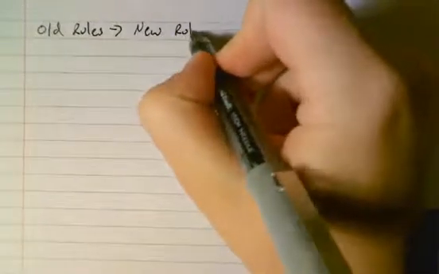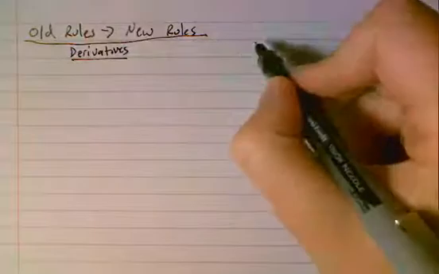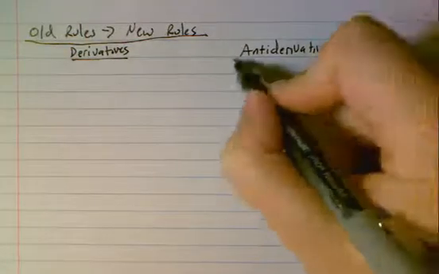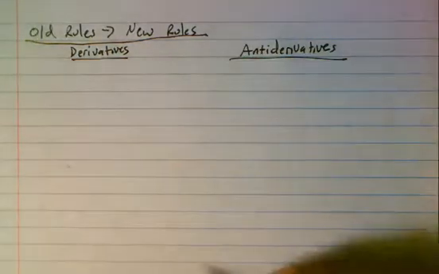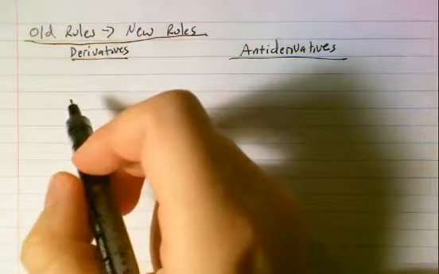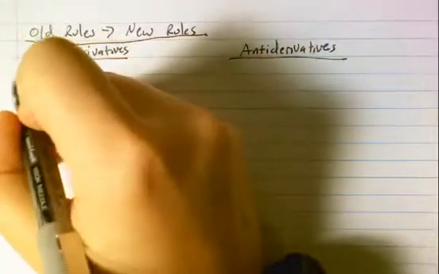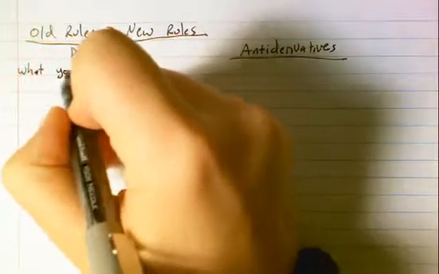Okay, let's start in on the rules. So these all parallel the rules that we had for derivatives. So old rules are turning into new rules. And I'm going to put our derivative rules on one side. I'm going to put our antiderivative rules on the other side. So there are a couple that we should be familiar with. Okay, I'm going to put these rules under the heading of what you can work with separately.